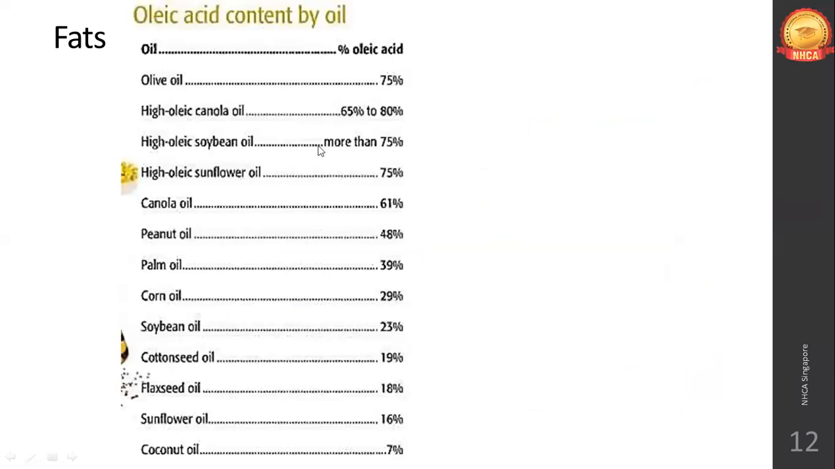So here you can see oleic acid content by different oil. Oleic acid, linoleic acid, these all are different forms of polyunsaturated fatty acid. So the higher the oleic acid, that oil is best for people who suffer from cardiovascular problems. Olive oil can be used in making veg.